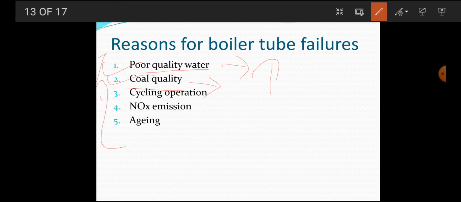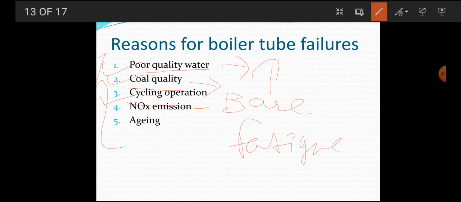Then next is cycling operation. Many a time the base load boiler, as designed, has been placed into cycling duty, so we have to decide what load it will operate at, which has a major impact on boiler reliability, as indicated by occurrences of serious corrosion fatigue in water touched circuitries.